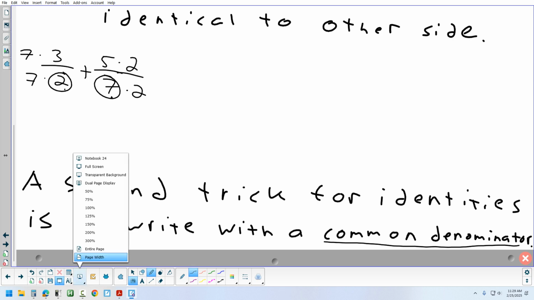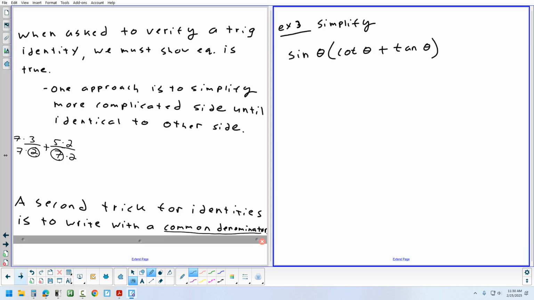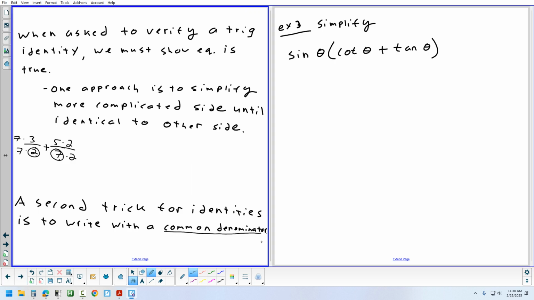So when you first look at example 3, you might not be thinking common denominator at all, right? Because there's no fractions in that problem yet. But there might be after we start doing stuff. Another thing that you are allowed to use is basically all the properties that you know from algebra, you can use when we're doing trig like this.